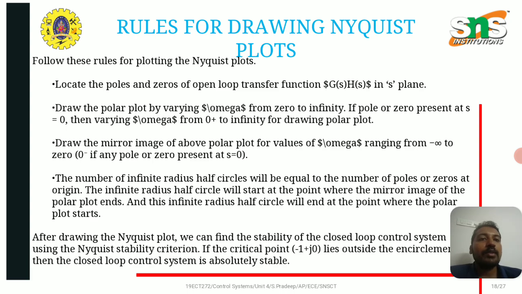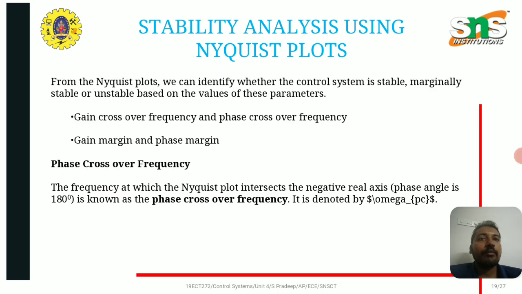After drawing the Nyquist plot, we can find the stability of the closed loop control system using the Nyquist stability criterion. If the critical point lies outside the encirclements, then the control system is absolutely stable. From the Nyquist plots, we can identify whether the control system is stable, marginally stable or unstable.